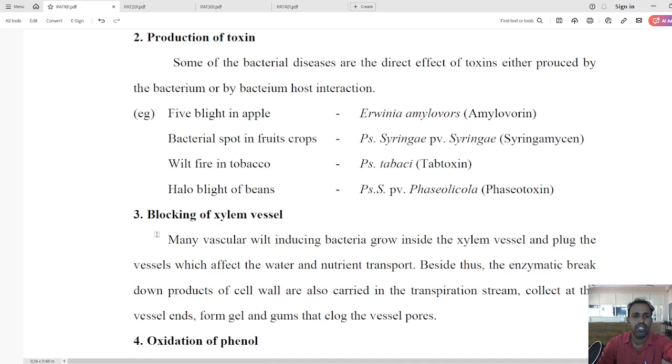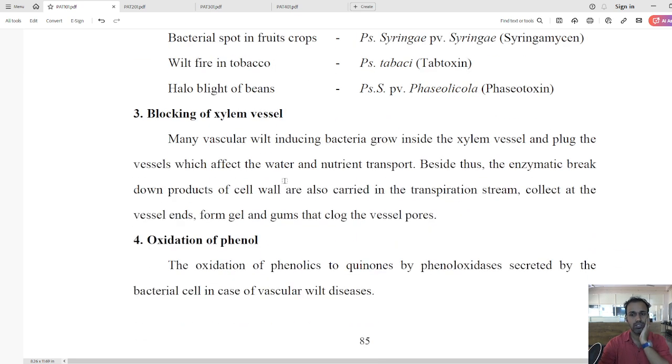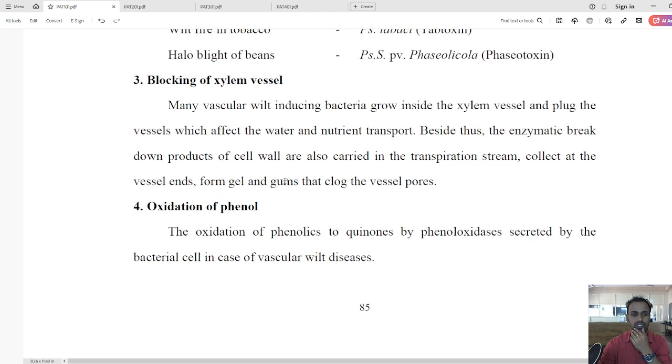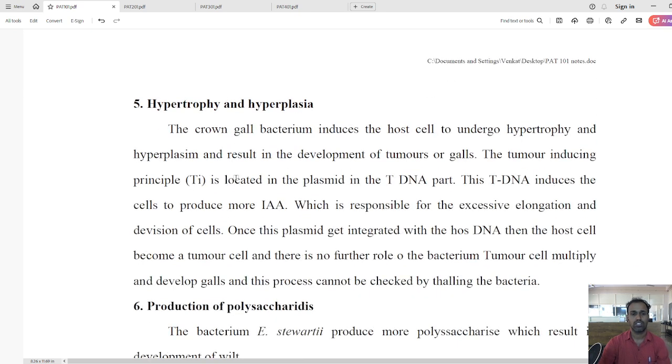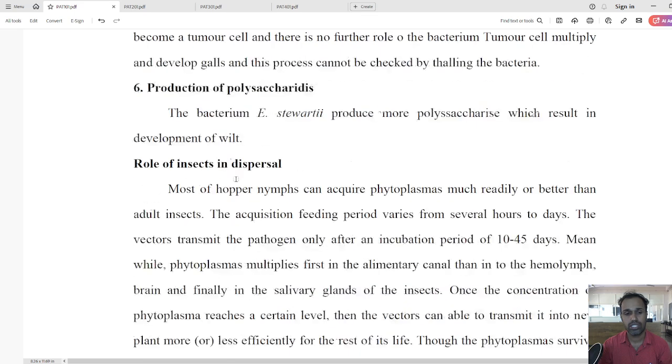There are toxins produced by these bacteria. Fire blight of apple: amylovorin. Bacterial spot in fruit crops: Pseudomonas syringae pathovar syringae, syringomycin. Wildfire of tobacco is caused by this one, wildfire of tobacco. Hypertrophy and hyperplasia are the symptoms produced by Agrobacterium. That is because of the T-DNA part, the IAA and auxin regions.